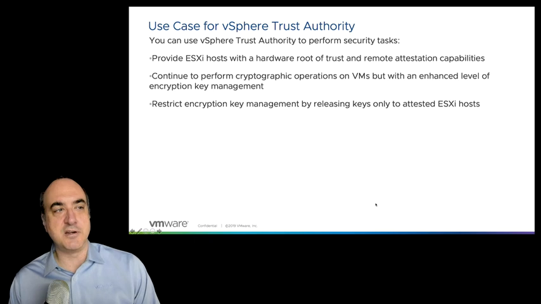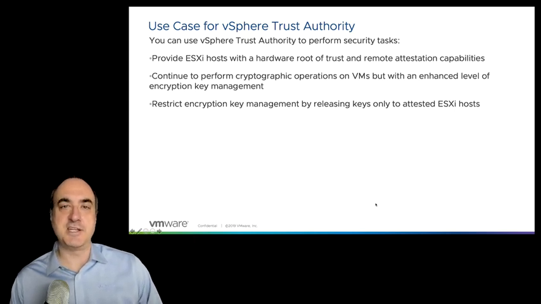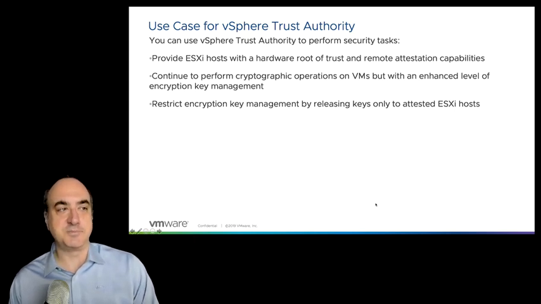This also lets us continue to perform cryptographic operations on VMs, but with a key server that is no longer tied to vCenter, but is actually tied to this trust authority cluster. So the encryption key management is only going to an attested host. This is another important thing, right? If I want to have an encrypted VM, the host that needs to be able to encrypt and decrypt the VM needs to get a key. That host will only be able to receive the key as long as it has passed its attestation.